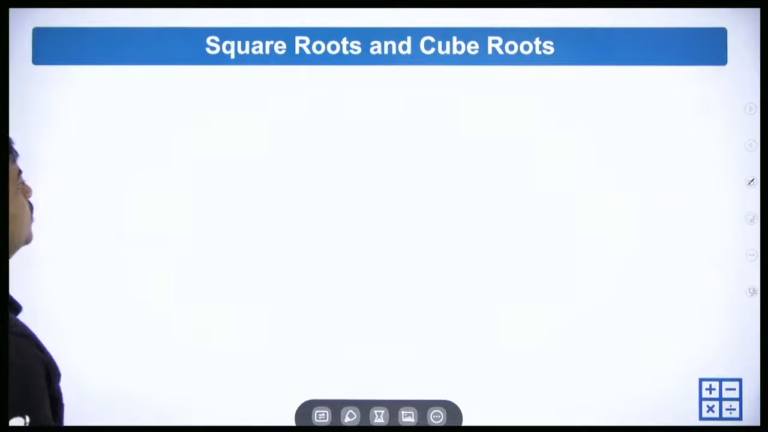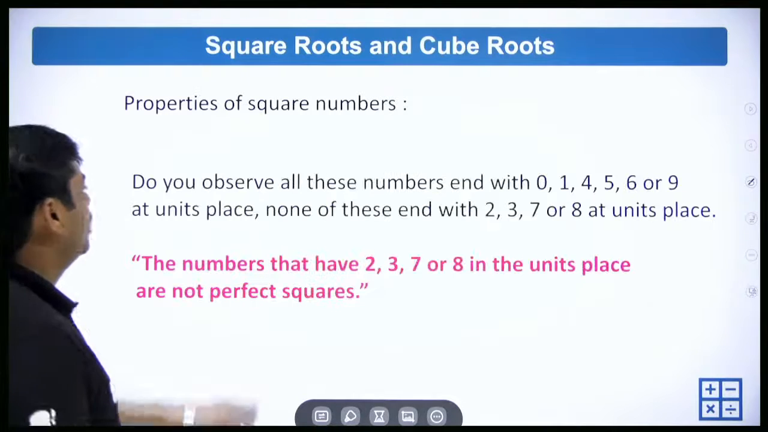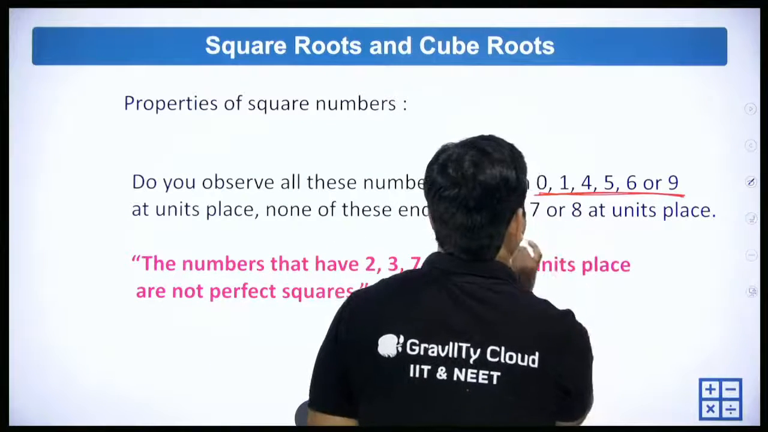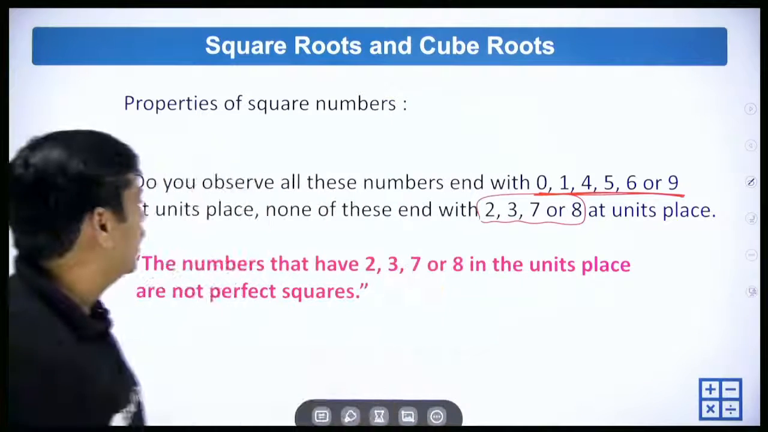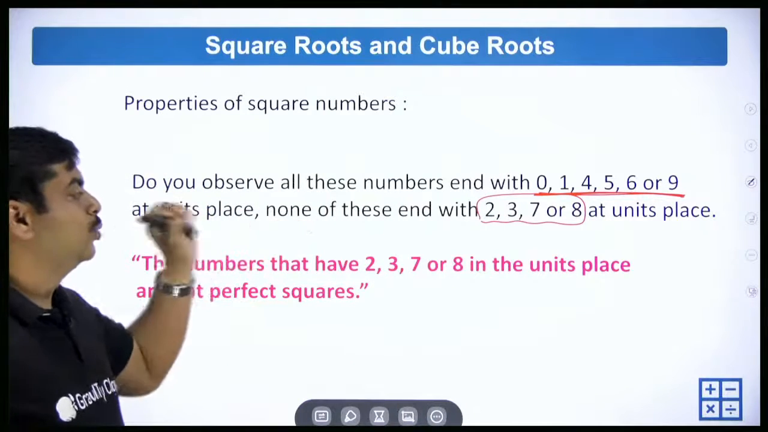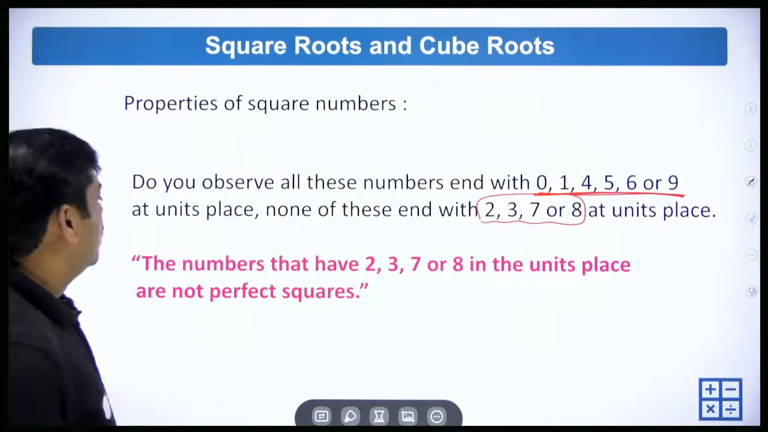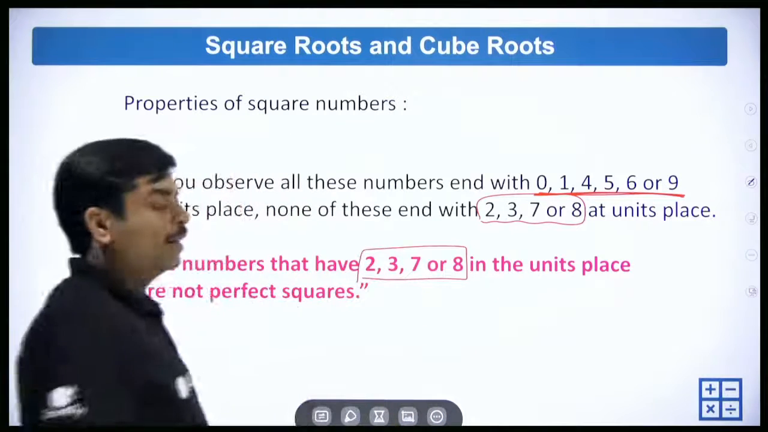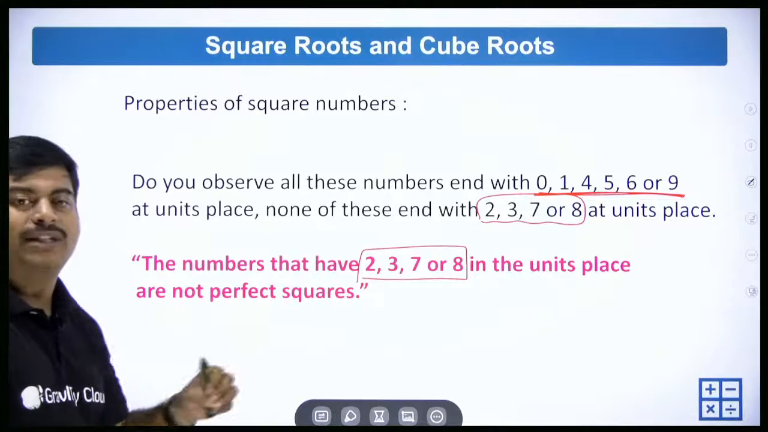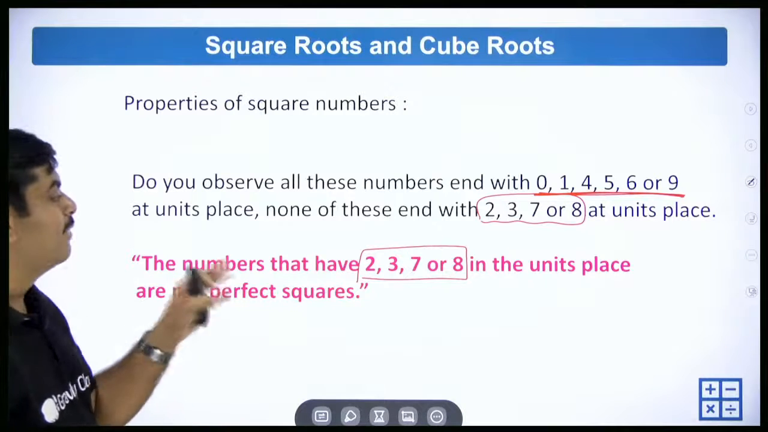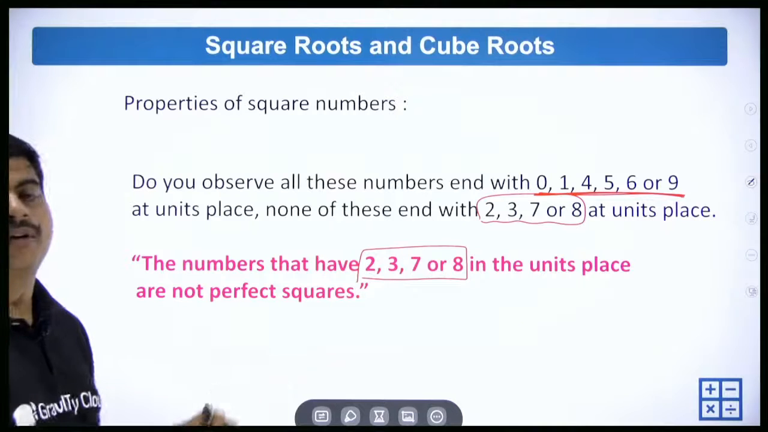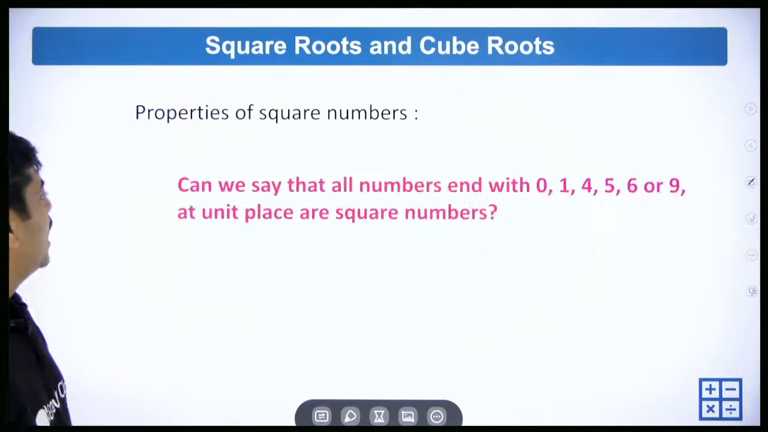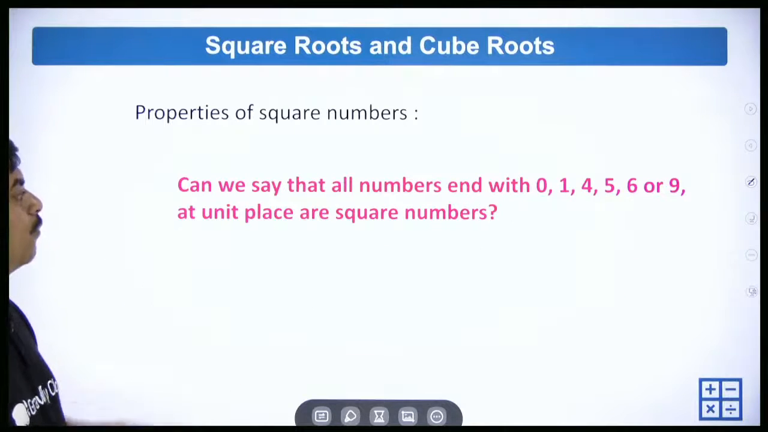Okay. Next. Properties of square numbers once again. Do you observe all these numbers end with 0, 1, 4, 5, 6 or 9? The digits 2, 3, 7, 8 will not come. At units, none of these end with 2, 3, 7, 8. So what can we say with that? The numbers that have 2, 3, 7 or 8 in the units place are not perfect squares. Right?